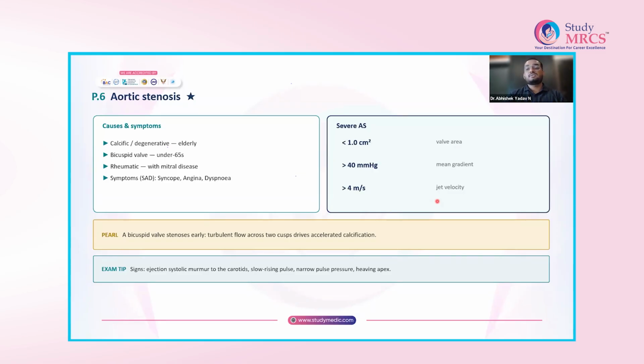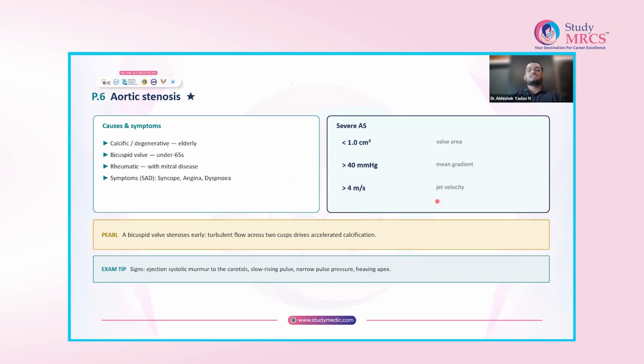Coming to the criteria to say the patient has severe aortic stenosis, when you do an echo, you find that the area will be less than 1 centimeter square, or the pressure gradient will be more than 40 mmHg, or the jet velocity of the blood across the aortic valve is more than 4 meters per second. So these are the three criteria that say the patient has developed severe aortic stenosis.